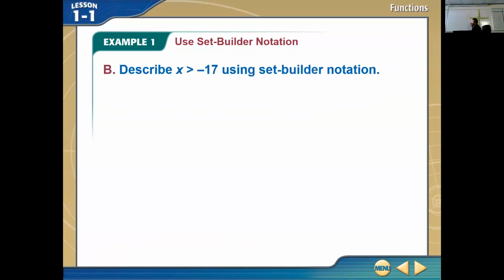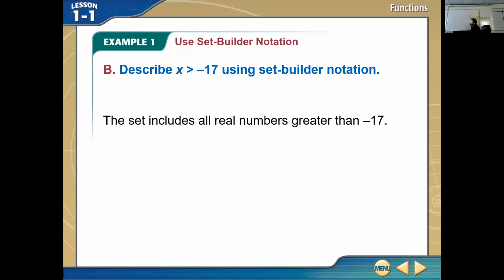So our next example of using set builder notation says, describe x is greater than -17 using set builder notation. The first thing we want to do is note that the set includes all real numbers greater than -17. The implied domain is all real numbers. So x is greater than -17, and x is an element of real numbers.